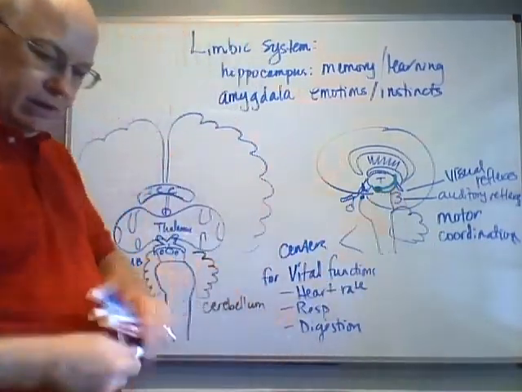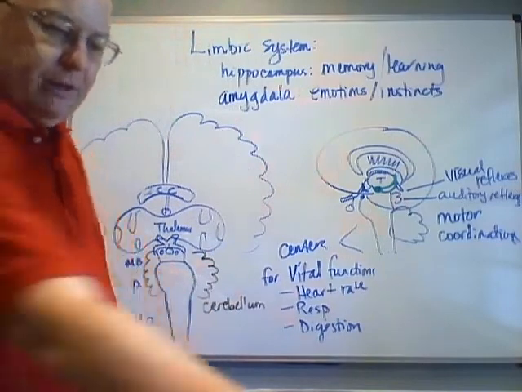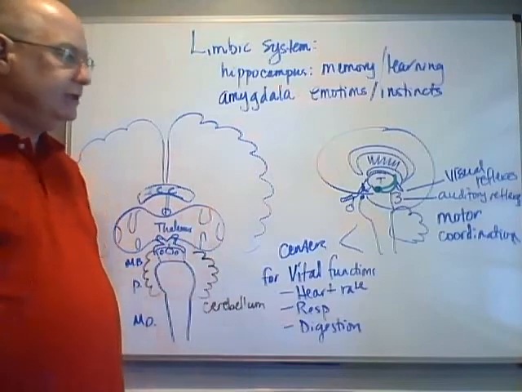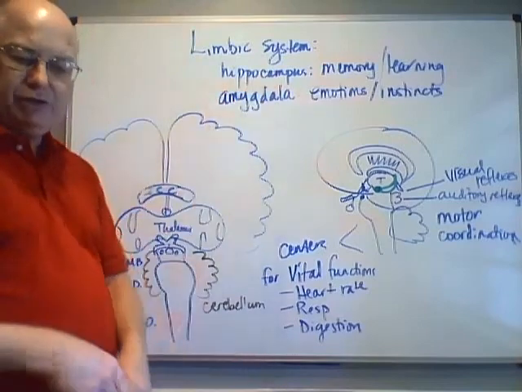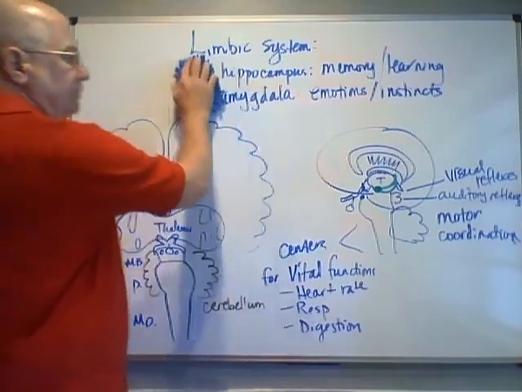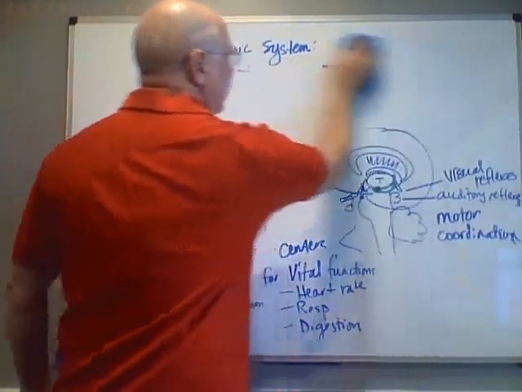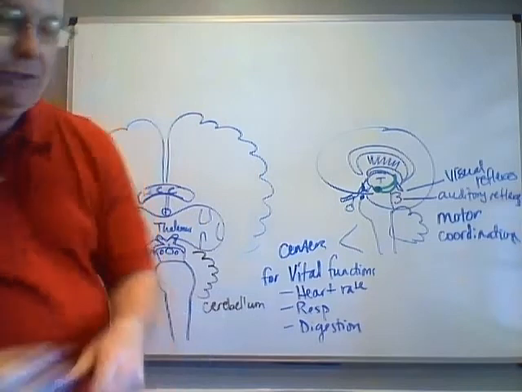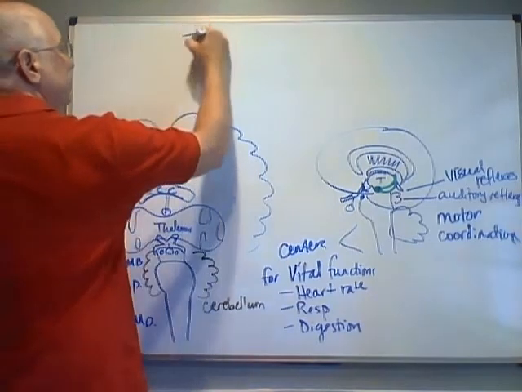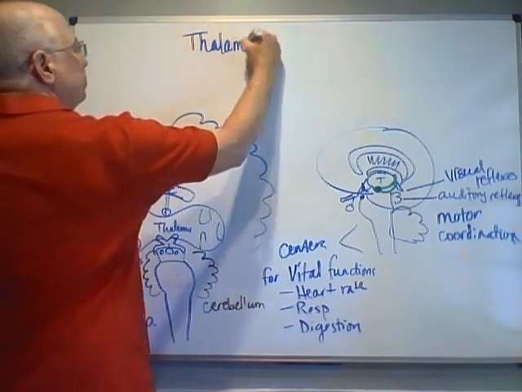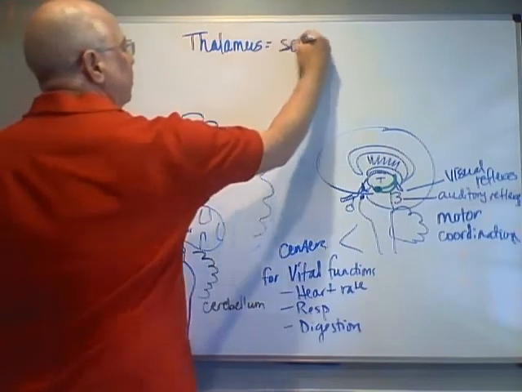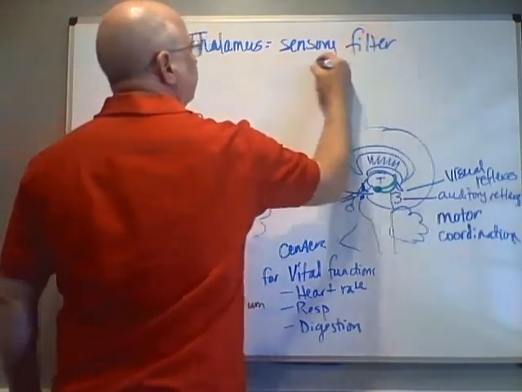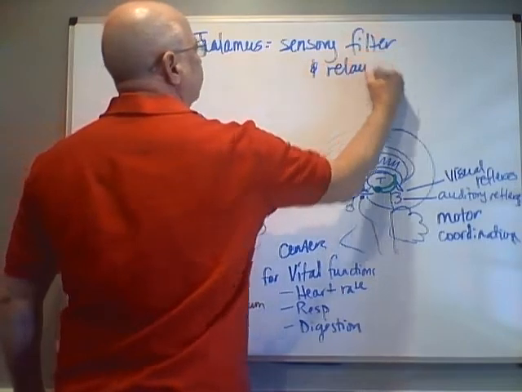Okay. Now, in order to have all those emotions and memories and things to react to, you actually have to have something that knows where to send the axons to. So I'm going to erase this, and we're going to talk about the thalamus for a minute. The thalamus is what we call a sensory filter and relay organ.